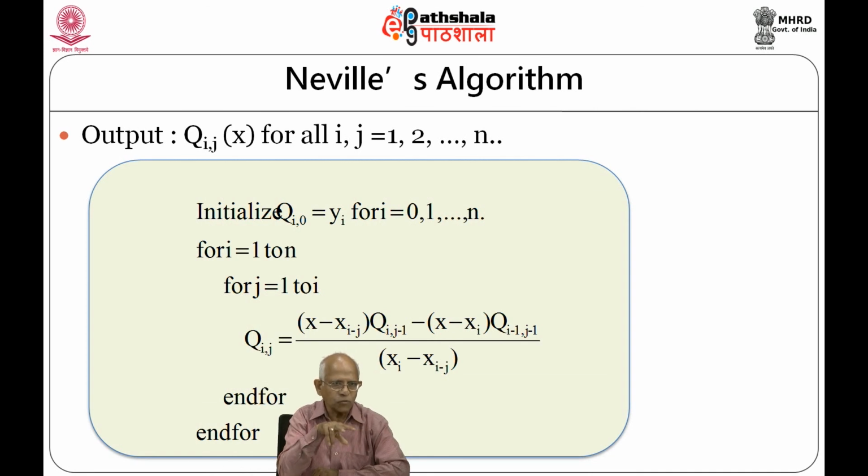So, that is how this formula can be justified, and in the denominator it is just the difference x i minus x i minus j, the last node minus the first node value. So, that difference we are taking. So, that is just a constant. Thus, we get q i j as a jth degree polynomial, and we repeat both these loops till they are completed, and that will give you all the desired Lagrange polynomials.